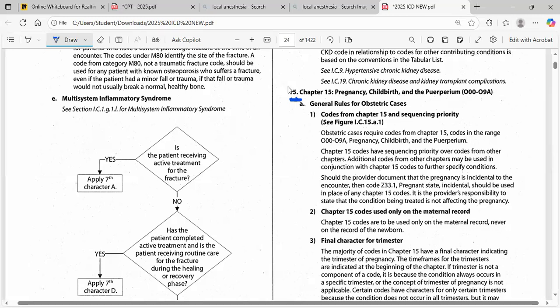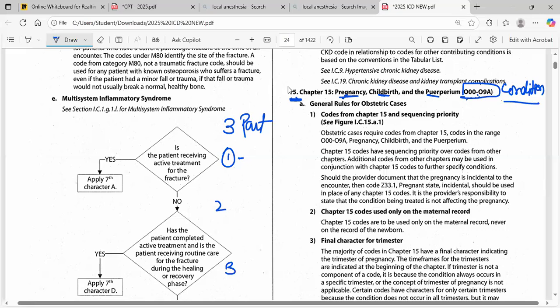So chapter number 15 codes from series O00 to O9A. Any code belong from series O00 to O9A will represent the complications or the conditions during the pregnancy period, childbirth, and puerperium. Pregnancy period is divided into the three parts based on the week of gestation. So those three parts are first trimester, second trimester, and third trimester.